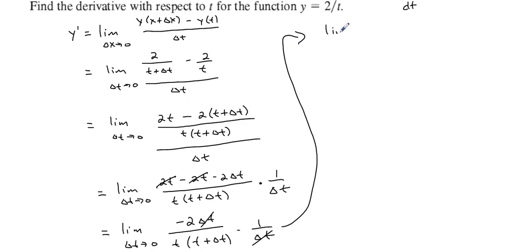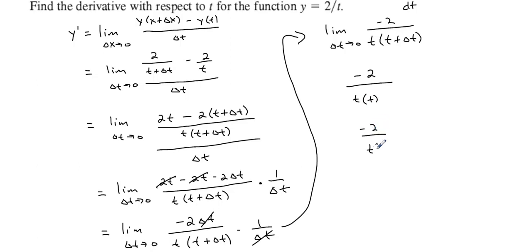So I have the limit as delta t goes to 0 of negative 2 over t times t plus delta t. Can I make a direct substitution now? Looks like I can. This goes to 0. And we get negative 2 over t times t, essentially, and then negative 2 over t squared. And that is y prime. I'm just going to write this over again. You don't really have to because you started out by saying y prime, but it's kind of nice in the end if you do.